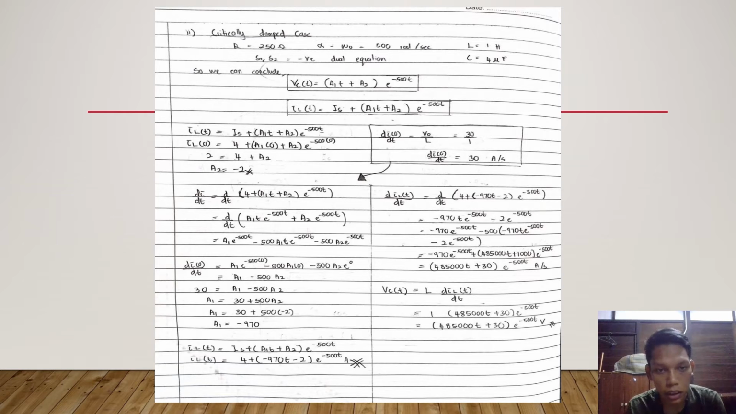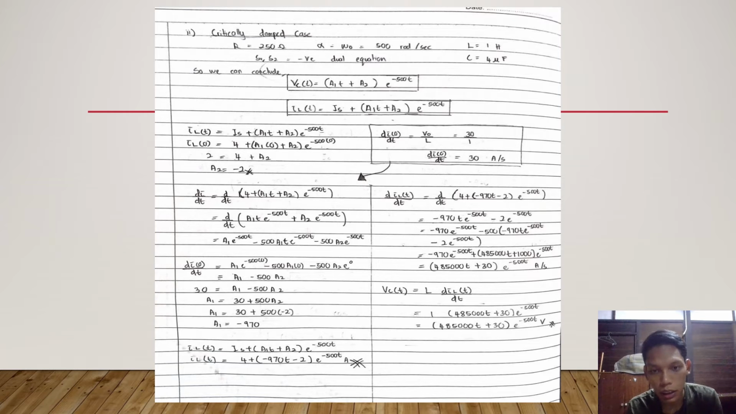Next, di over dt: we differentiate and we get the formula A1 exponent negative 500t, negative 500 A1t exponent negative 500t, negative 500 A2 exponent negative 500t. Secondly, from the differentiated di dt at 0, we get A1 negative 970. From that, we get iL(t) equal to 4 plus negative 970t negative 2 exponent negative 500t ampere.